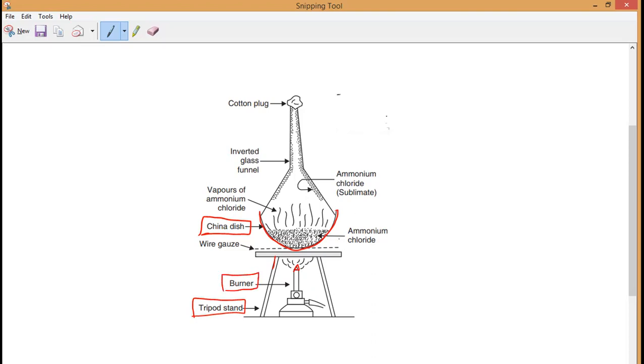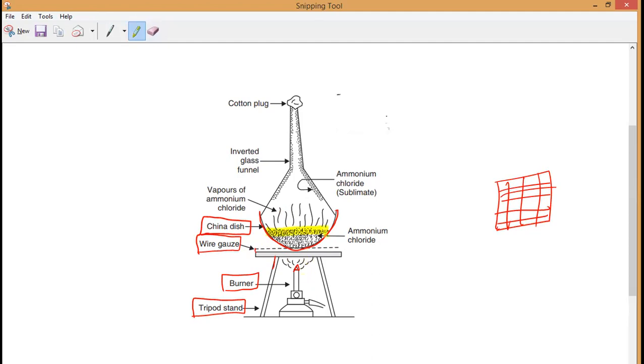Bunsen burner. And on top, before keeping the China dish, we have to keep a mesh-like structure, like iron grills. That is what we used to call wire gauze. Wire gauze.